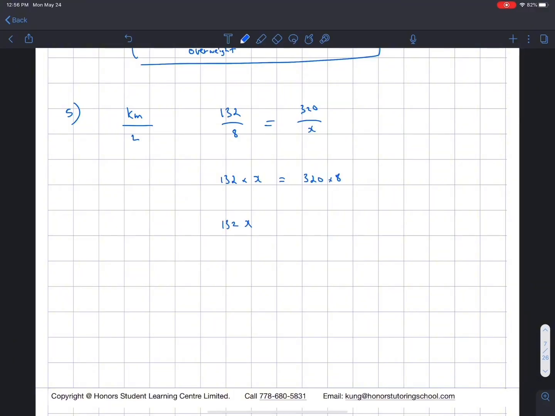We have 132 times X, which is 132X, and then 320 times 8 is 2560. And we can divide both sides by 132. We get 19.4. So 19.4 liters of gasoline is needed.